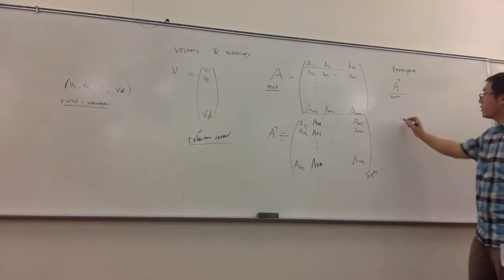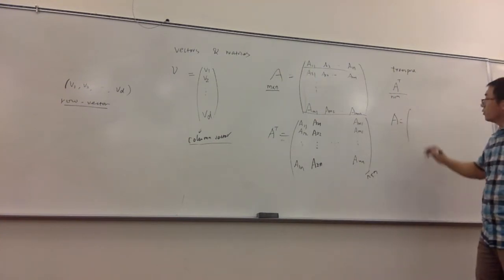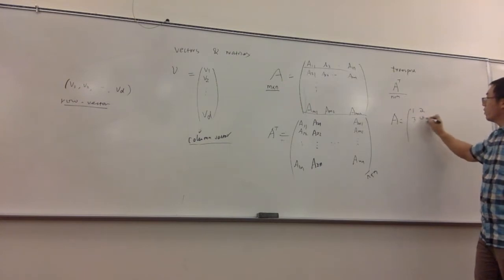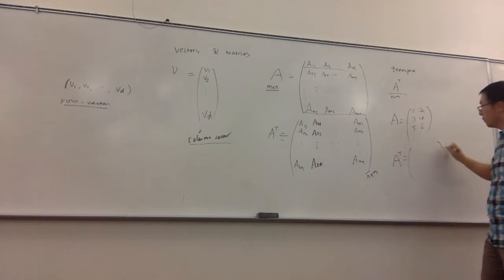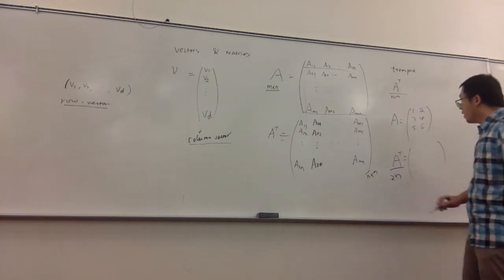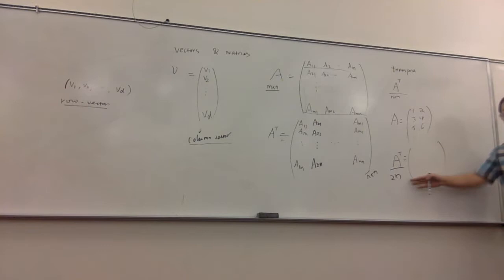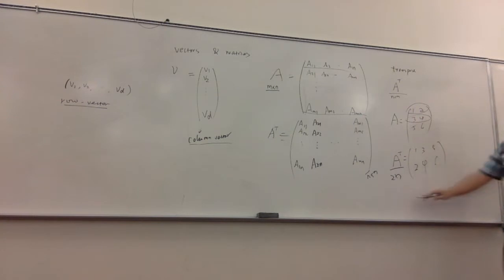Let me give you a simple example. Suppose A is a 3 by 2 matrix, right? 1, 2, 3, 4, 5, 6. So what is A transpose? 2 by 3. Yeah, first we need to know its size, right? It's a 2 by 3. And now we just write down its elements in A transpose column by column, right? So the first column corresponds to the first row of A, which is 1, 2. And the second column corresponds to the second row in A, which is 3, 4. And accordingly, the third column is 5, 6. So this is A transpose.